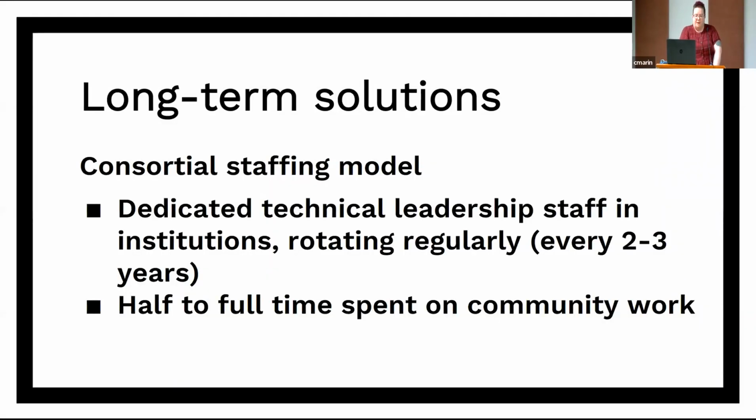We talk a lot about a consortial staffing model. So we'd like to have dedicated technical leadership staff that rotates between institutions, half-time to full-time work spent on community work. We're looking at how we could possibly do this. I think it is one good potential model.